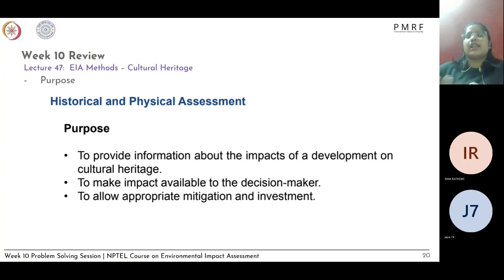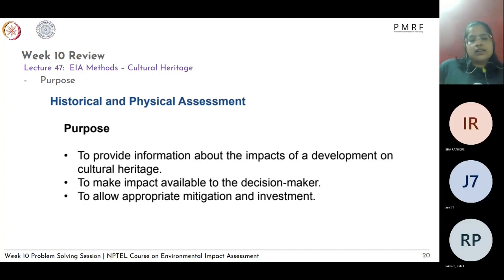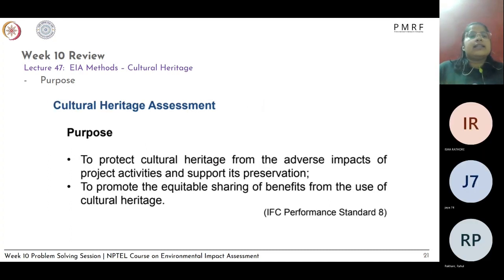When you have a cultural value associated with the site, the cultural heritage assessment is done to protect the cultural heritage from adverse effects of project activities and support its preservation, and to promote equitable sharing of benefits from the use of cultural heritage. So again, these are done where cultural heritage is a very significant part of the identity of a particular site.